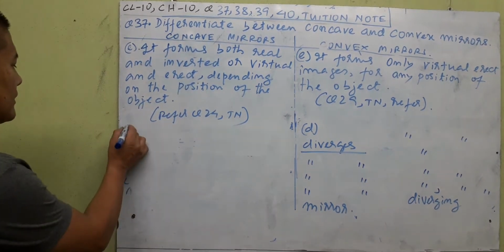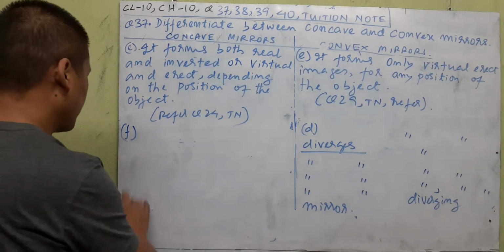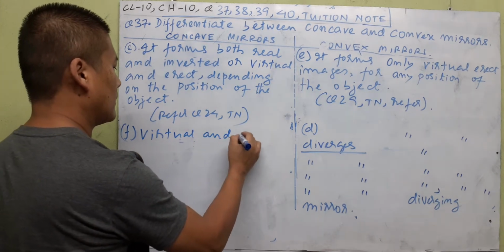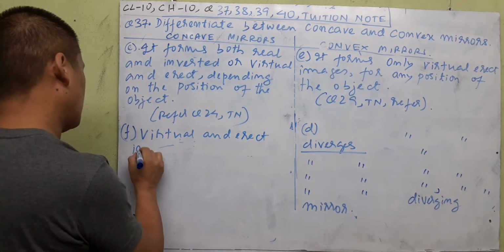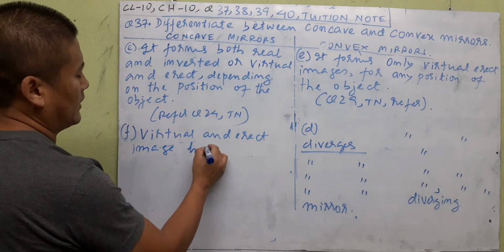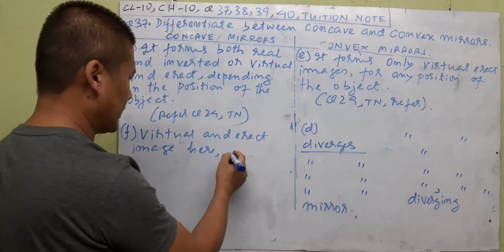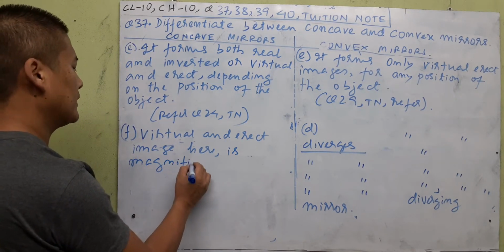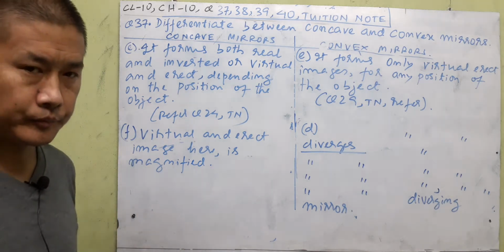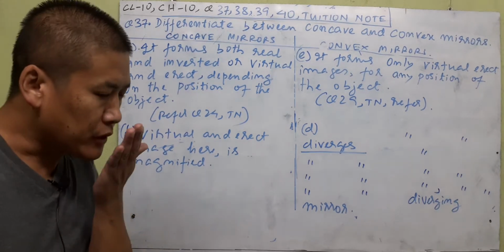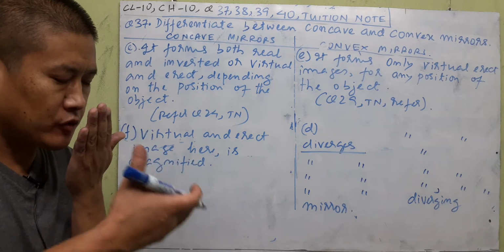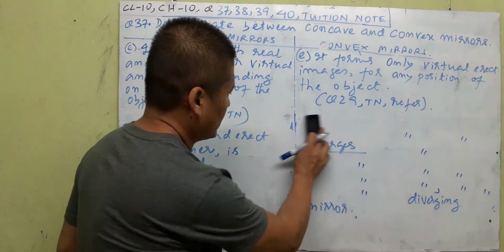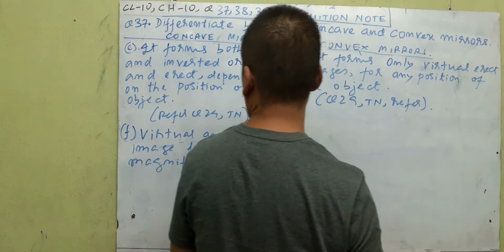Now the last point, F. In the case of concave, when it forms a virtual erect image, it is always magnified, meaning always bigger than the object. That's why when you put your face between P and F, you're getting a virtual erect image of your face bigger than your real face, right? So it's magnified.